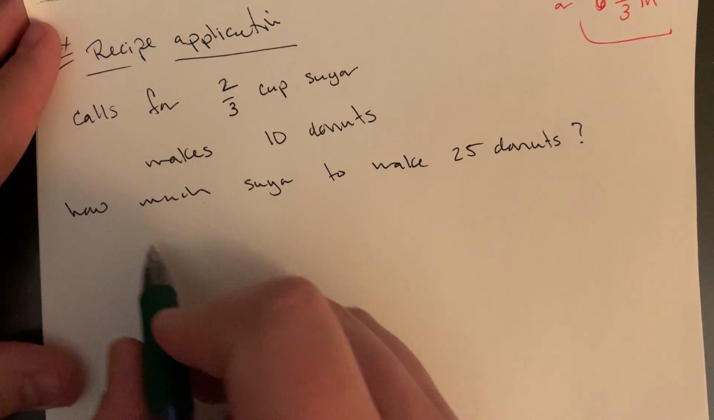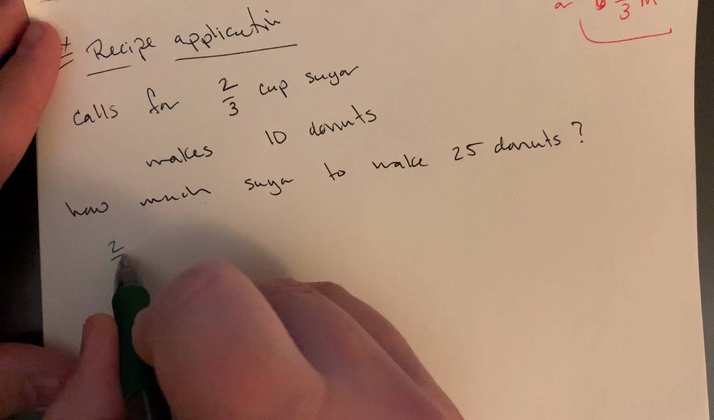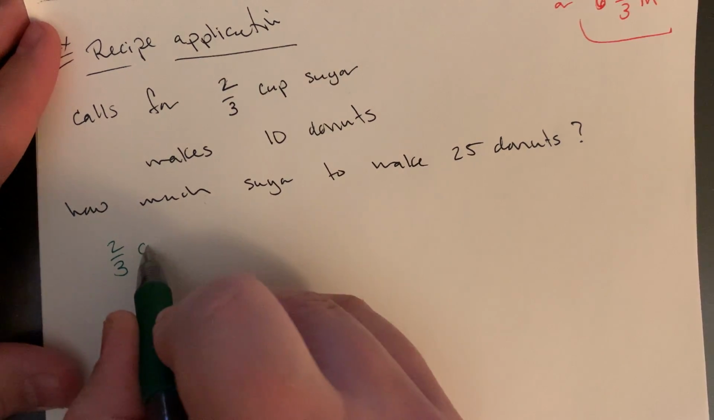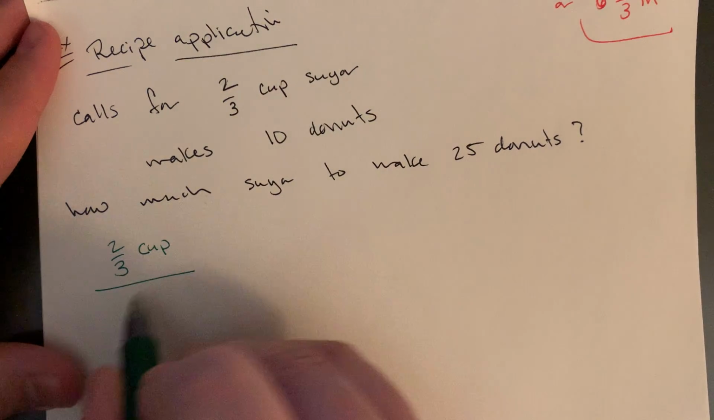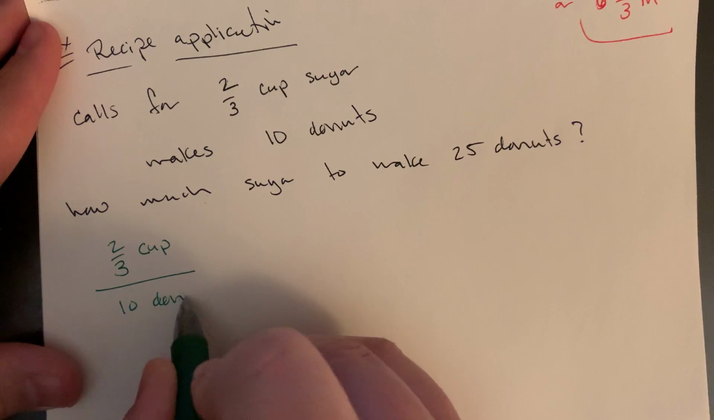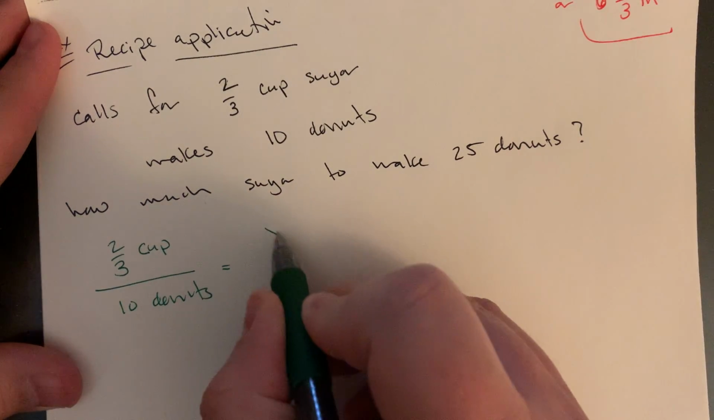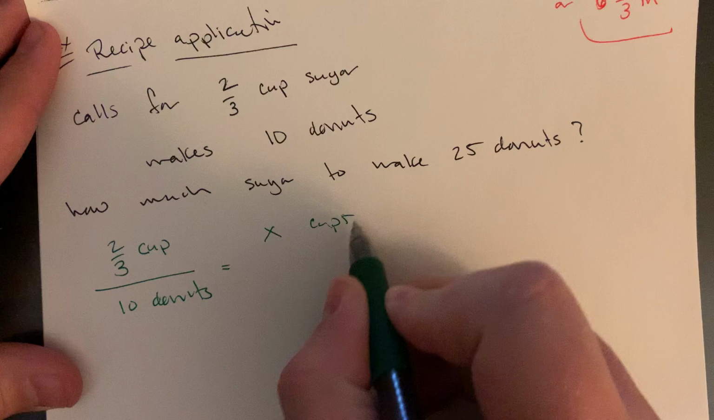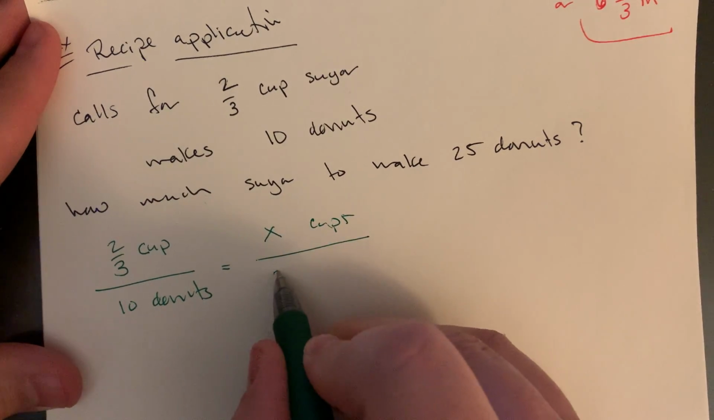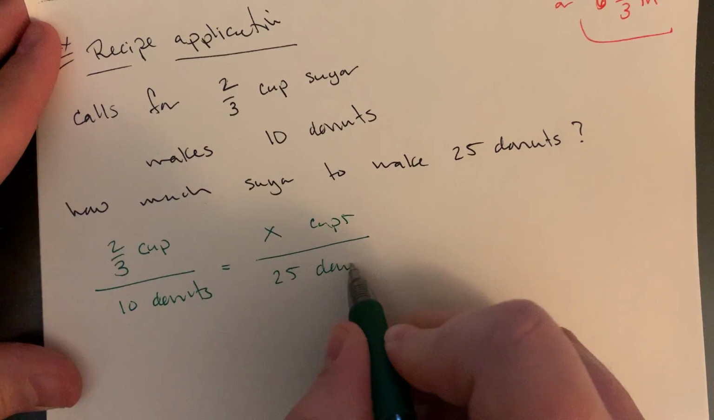I guess it'd be kind of a proportion of rates here, right? So the idea is you've got 2/3 cups gets you 10 donuts, right? And so then the question is, so x many cups will get us to 25 donuts on the bottom.